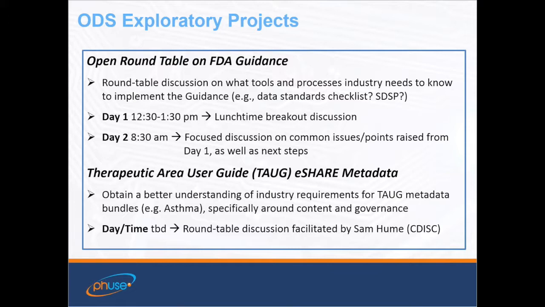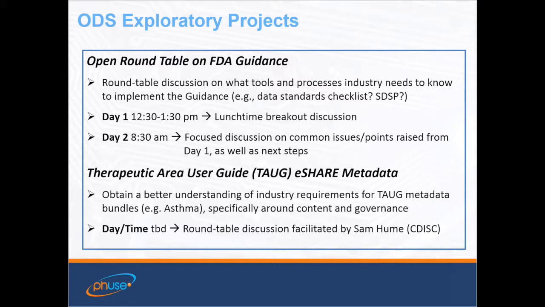So for example, we know that there's the SDSP that FDA wants to see, and so that project is going on. But are there other elements that industry needs some better explanation or clarification on? Something like a data standards checklist. So the idea is on that first day during the lunchtime, lunch starts at 12, so you'll have some time to eat, and then we're holding an hour to have this type of breakout session where we'll have facilitators breaking out into different groups, and just having a discussion on some aspects that we've pre-identified, and come up with thoughts around what are the key or important aspects.